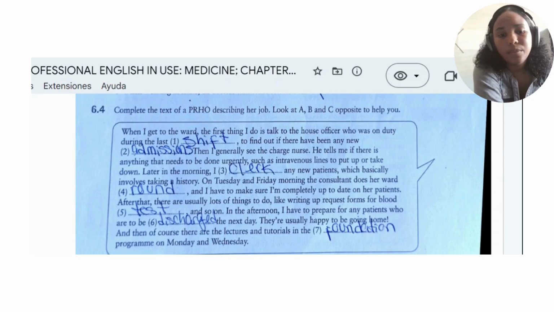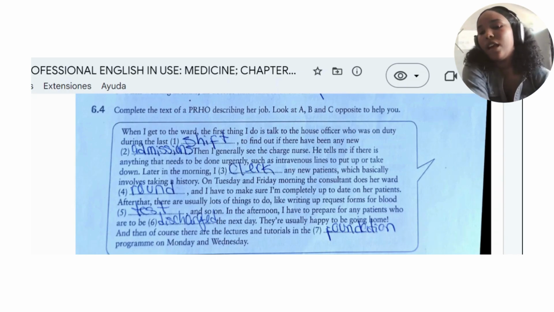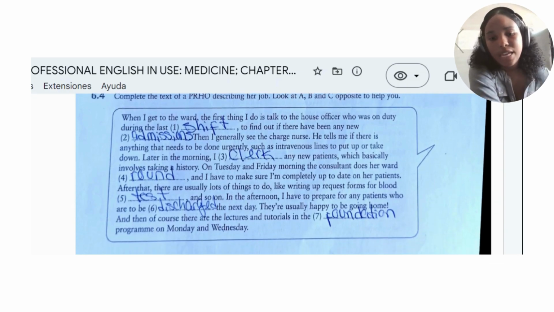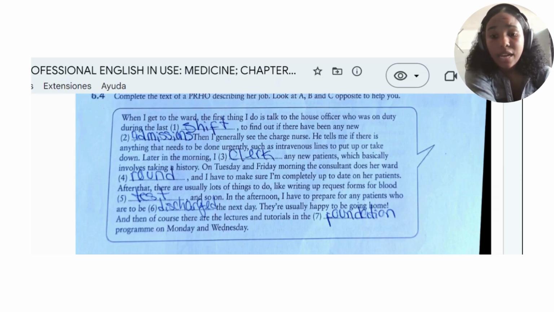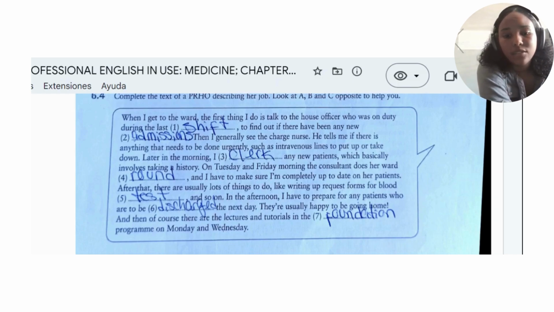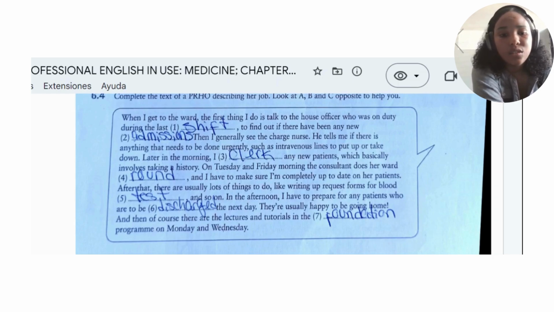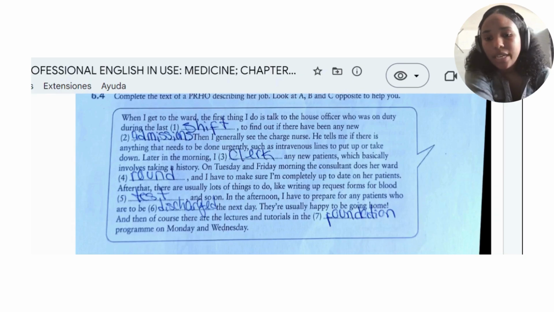Complete the text of a PRHO describing her job. Look at A, B, C, and opposite to help you. When I get to the ward, the first thing I do is talk to the house officer who was on duty during the last shift to find out if there have been any new admissions. Then I generally see the charge nurse. He tells me if there is anything that needs to be done urgently, such as intravenous lines to put up or take down. Later in the morning, I clerk any new patients, which basically involves taking a history.